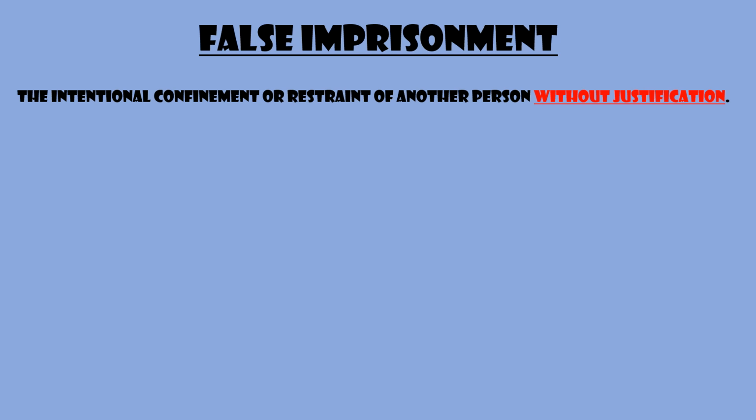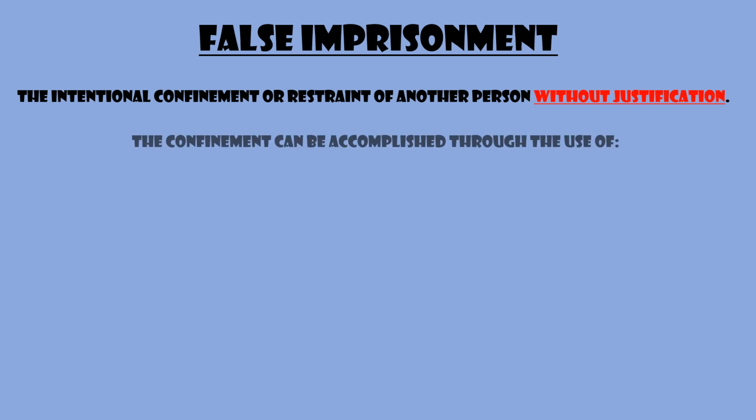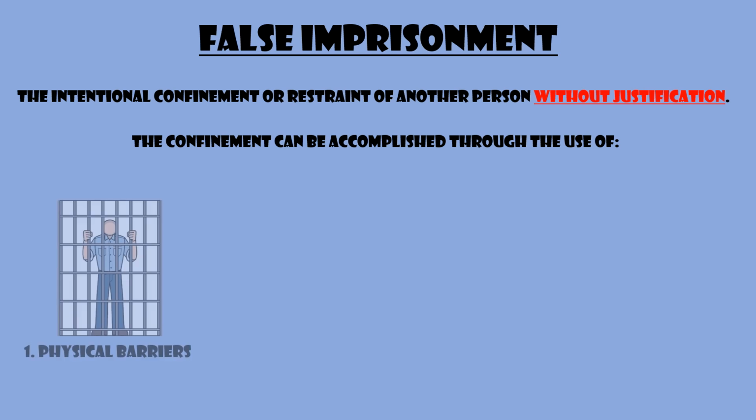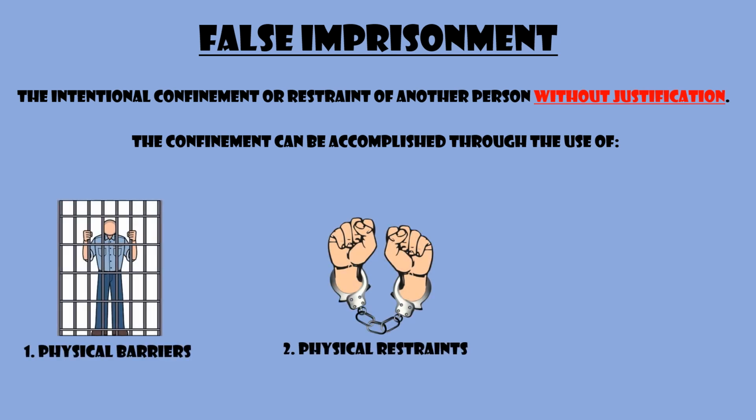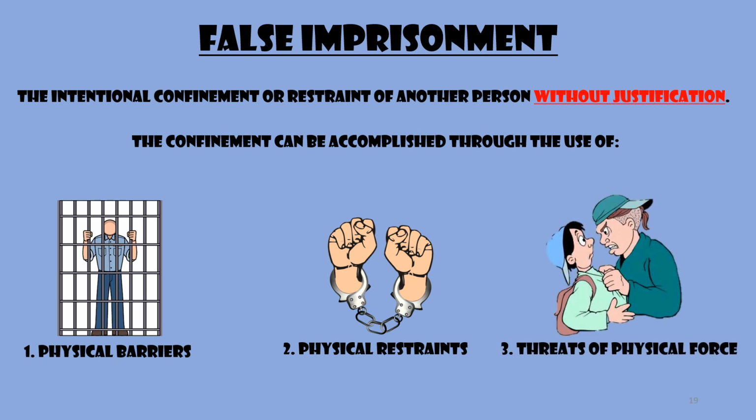Now, what's our defense? Actually, before we go to defense, I almost forgot this. How can you accomplish the confinement? Through use of physical barriers, locking you in a room, physical restraints, handcuffing you, taping you to a chair, or threats of physical force. If you get up out of that chair, I will kill you. All of that is sufficient to accomplish the confinement.